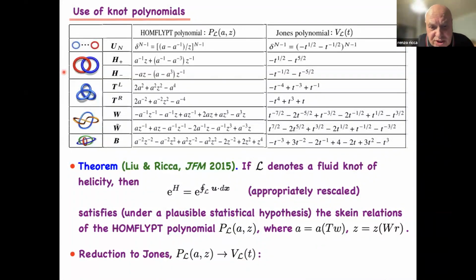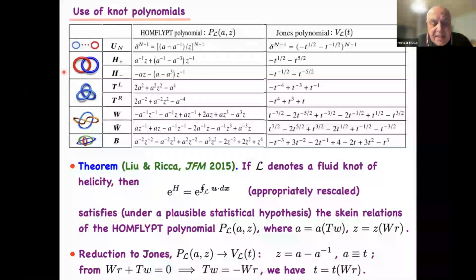Now, what happens to Jones? If we reduce HOMFLYPT to Jones, then the two variables become one. And the good news is that from the fact that writhe plus twist is equal to 0, we can rescale twist and writhe into a function t that becomes a function either of the writhe or the twist, doesn't matter. Now we care about the writhe because remember the writhe can be measured as a geometric quantity far more easily than twist. By the way, even numerically, twist is complicated to evaluate because it involves torsion aspects, and torsional contributions involve third derivatives, etc.